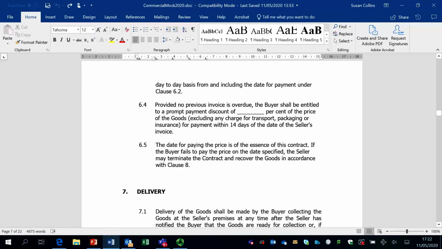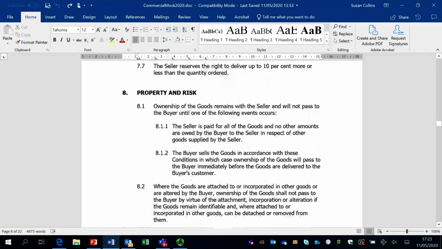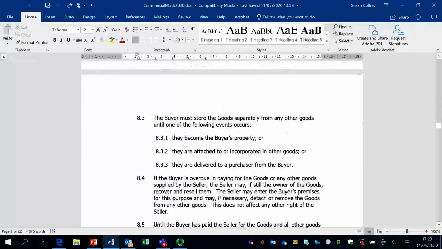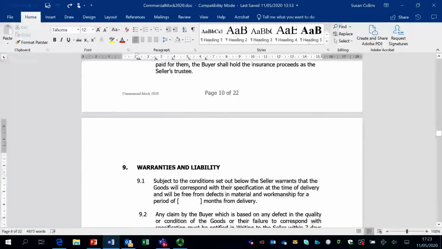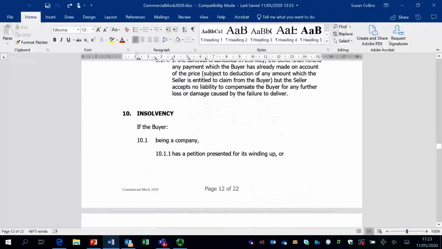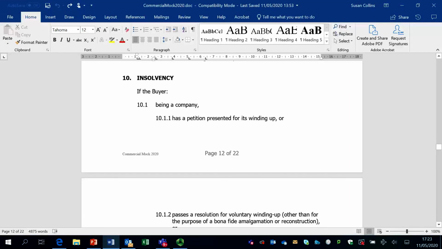And then it takes you to 6.5. It says that if the buyer fails to pay the price on date specified, the seller can terminate the contract and recover the goods in accordance with clause 8. Okay, so clause 8 is the retention of title clause. So clause 6 is clearly relevant, clause 8, but just to draw something else to your attention, the information tells us that they've heard rumours that the company is in financial difficulty. So you should also think about clause 10, which is about insolvency.